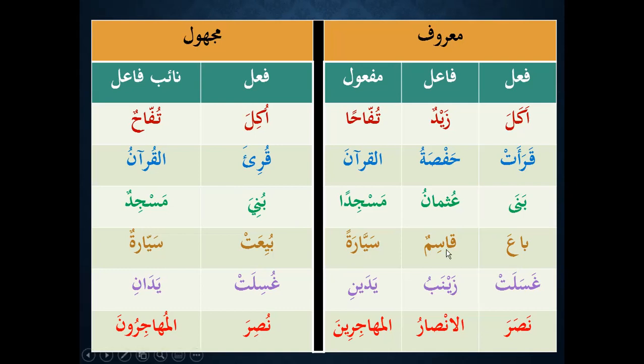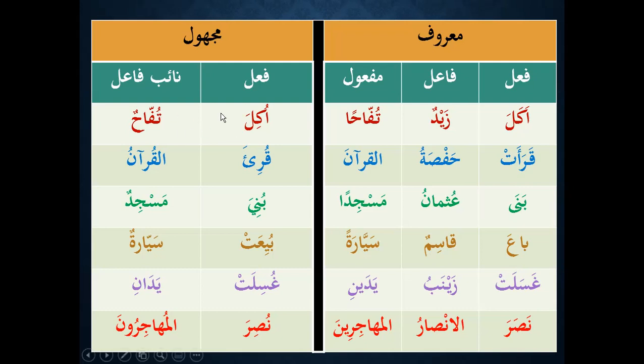So buniya. Ba'a, buji'a. Ghasala, ghusila. Nasara, nusira. Same scale. So these are the verbs in the ma'ruf form and in majhul form here. And the doer are here, which are in marfu state. And here we have naib fa'il, which are in marfu state as well, but they are actually object of the action. The subject or the doer is not mentioned in majhul form, because this is the reason why you have to use majhul. Majhul being unknown. You do not want to disclose that.